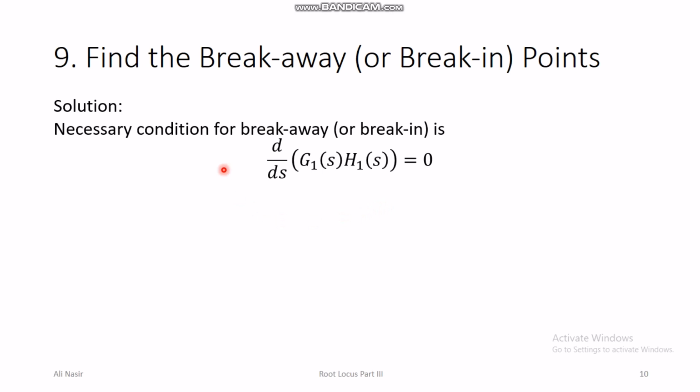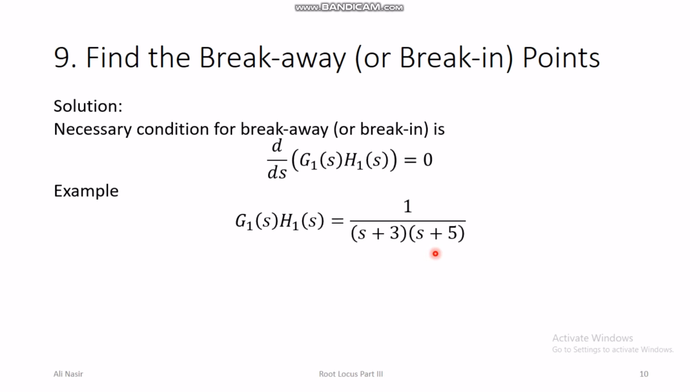Sometimes the solution to this equation will be complex. Breakaway points or break-in points are always real. If the solution to this equation is complex, then you already know that there are no breakaway or break-in points in the root locus. Not every root locus has breakaway or break-in points. Similarly, not every root locus has an intersection with the j omega axis. So for example, let us look at this open loop transfer function.